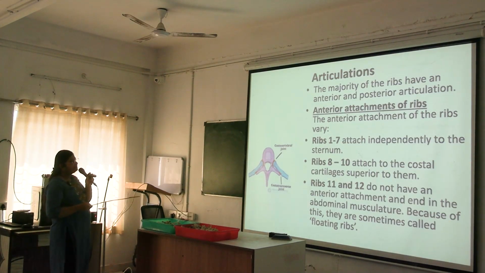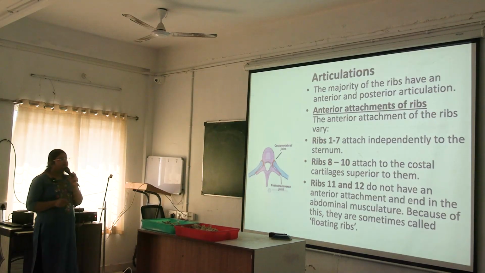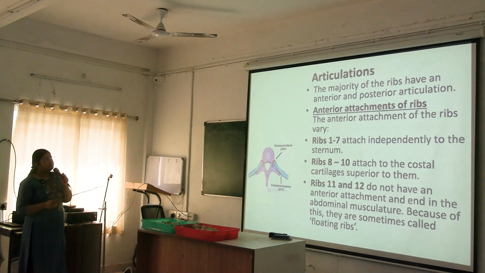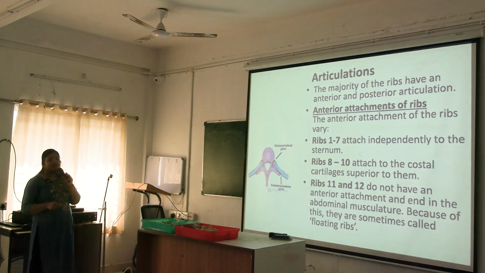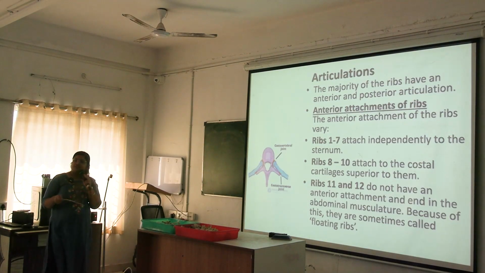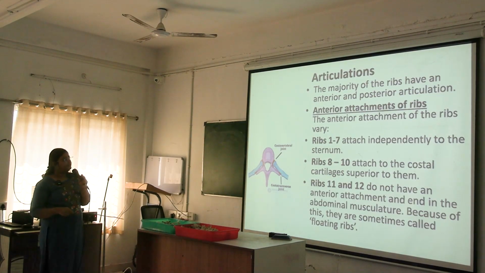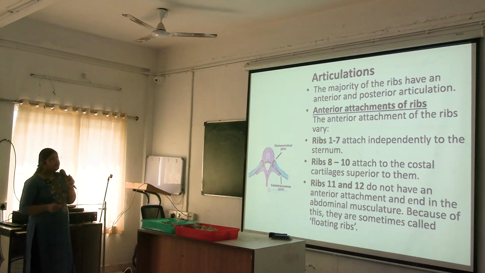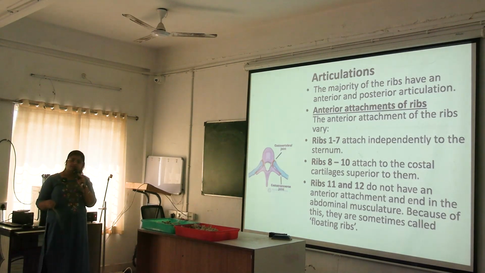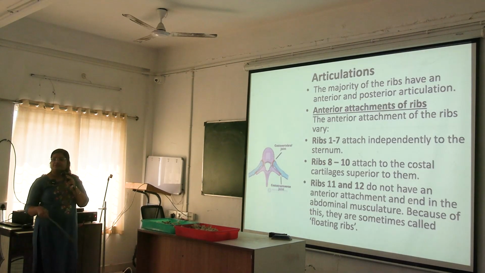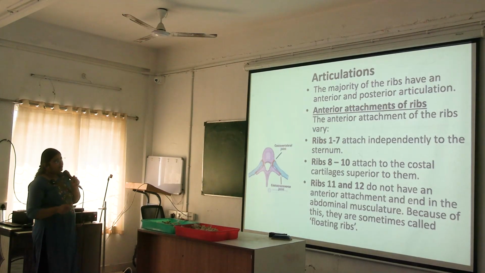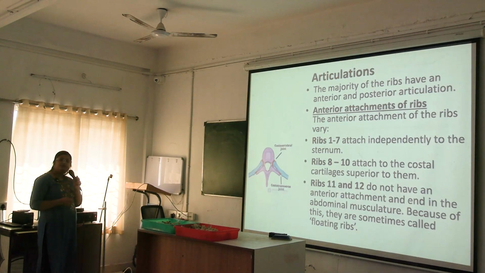The anterior attachment of ribs varies. Ribs 1 to 7 attach independently to the sternum, and ribs 8 to 10 attach to the costal cartilages superior to them. Rib 11 and 12 do not have any anterior attachment and end within the muscles of the abdomen, external oblique, internal oblique, and transversus abdominis, and because of this they are sometimes called floating ribs.